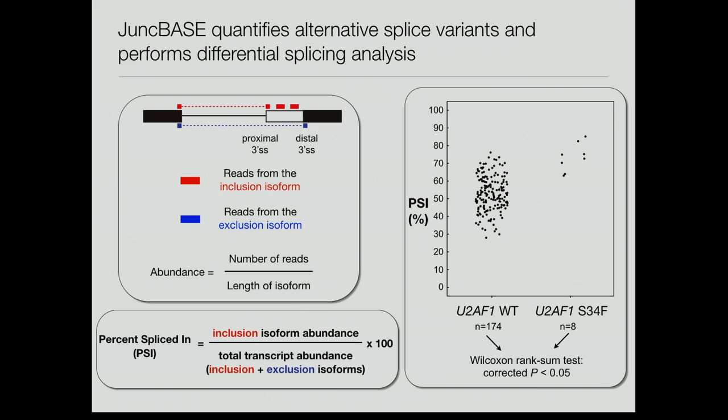quantify this PSI value for every patient sample and for every splicing event, and then we can perform differential splicing analysis on this value. So here I'm showing a real plot of PSI values for one particular splicing event, and what we're doing is we're comparing the PSI values between wild type and mutated samples. And so we can do this for every event, and then after multiple testing correction, we can get a set of strongly associated splicing changes that are correlating with this mutation.